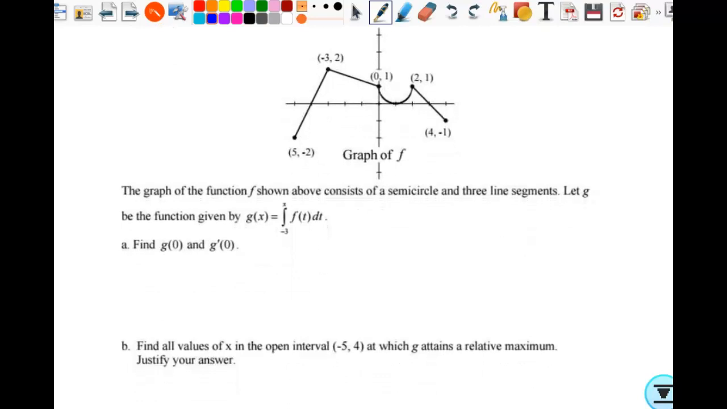They pull off quite a few similar ones, but they all might be a little bit different as we go along. So even though it's probably older than you are, it's still a valid question. I mean, it doesn't change that much. Okay, so the graph of function f shown above consists of a semicircle and 3 line segments, okay? So then there's no question that that's a semicircle. Let g be the function given by this, which means g equals capital F, which means little f is g prime, right?